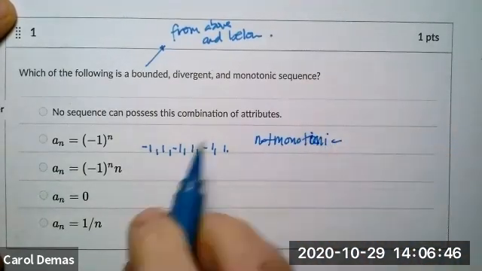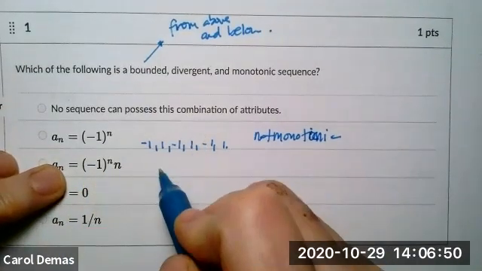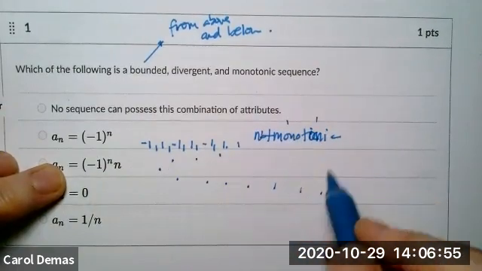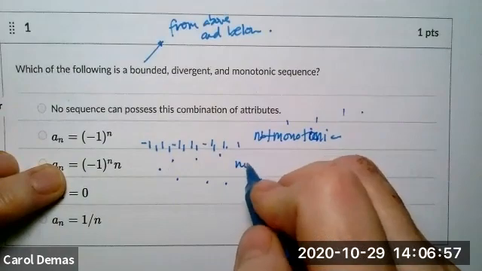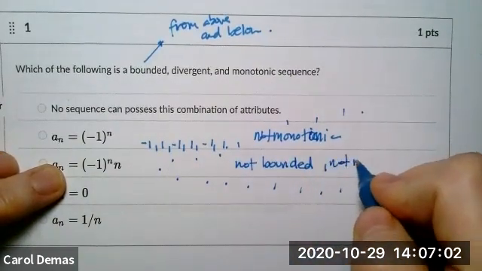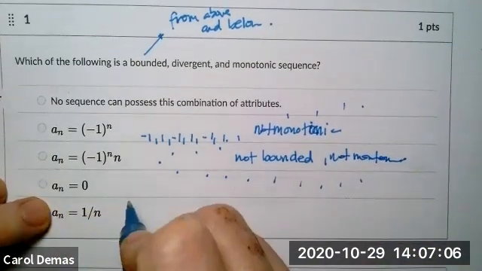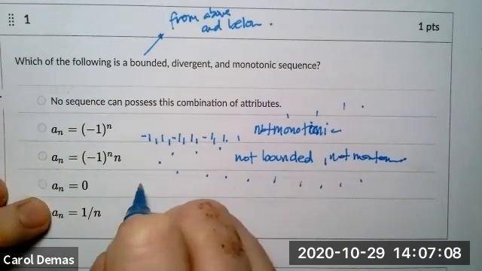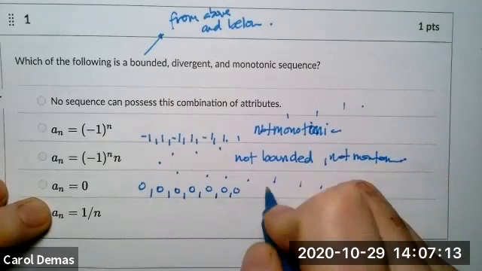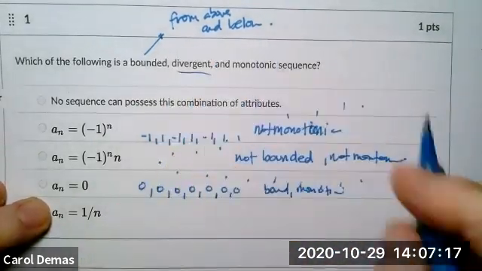Okay, what about the next one? -1 to the n times n. Okay, that one is going to bounce between positive and negative numbers that are always getting bigger. So that one's not bounded and not monotonic. Okay, what about this guy? 0, 0, 0, 0, 0, 0, 0. It's bounded and it's monotonic, but it's not divergent.